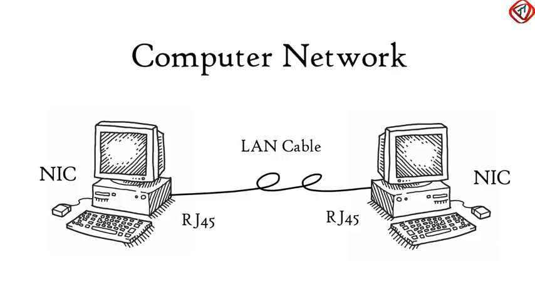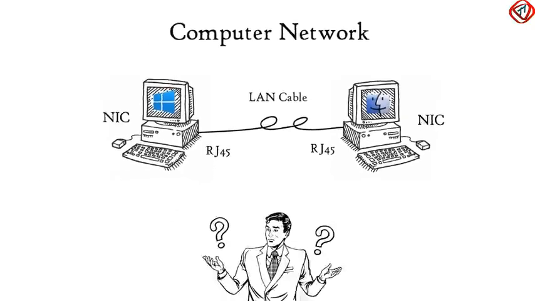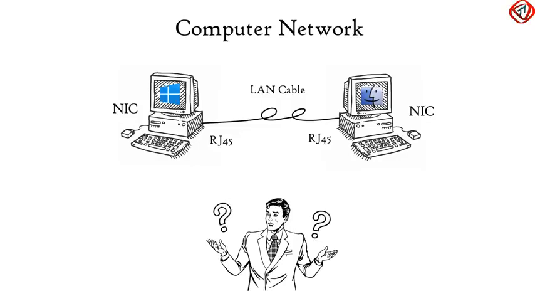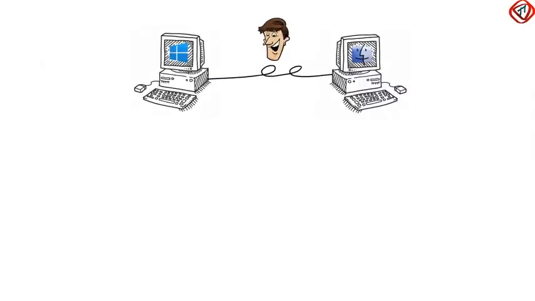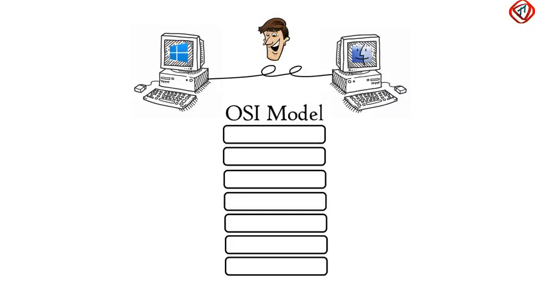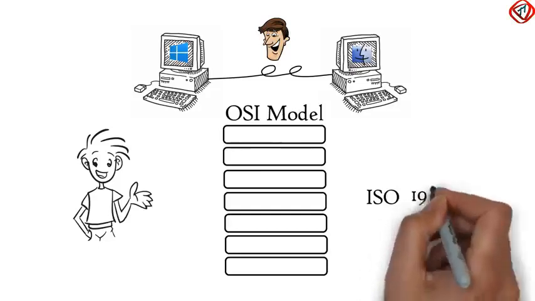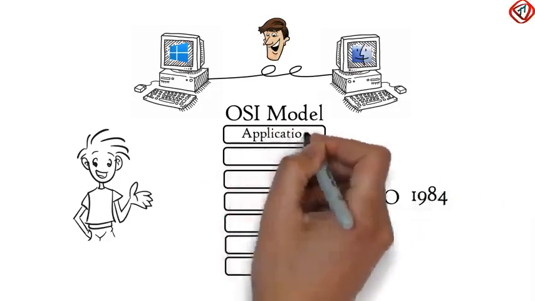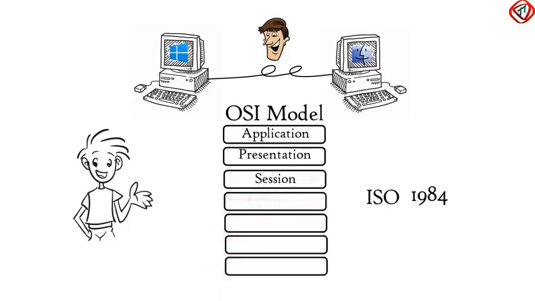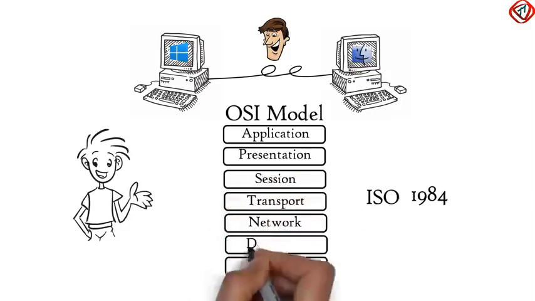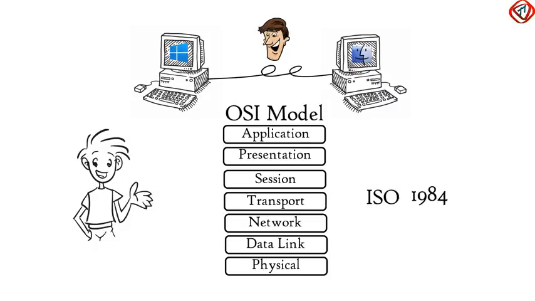But if one computer is based on Microsoft Windows and the other one has Mac OS installed, then how are these two computers going to communicate with each other? In order to accomplish successful communication between computers or networks of different architectures, the 7-layered OSI model was introduced by the International Organization for Standardization in 1984, containing application layer, presentation layer, session layer, transport layer, network layer, data link layer, and physical layer.